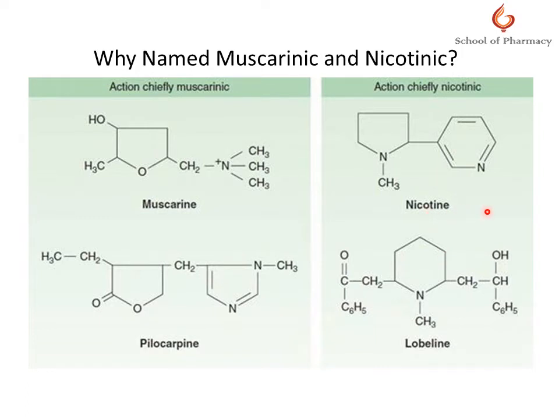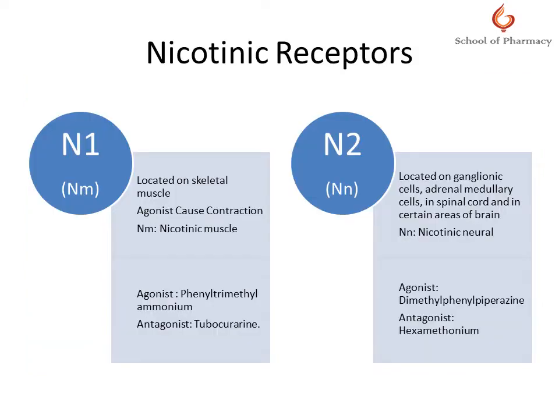There are two receptors on which they work. When nicotine was first tested, those locations on which nicotine acted were termed the nicotinic receptors, and there are two of them, N1 and N2. We will discuss them in the coming slides. Nicotinic receptors are of two types, N1 and N2.